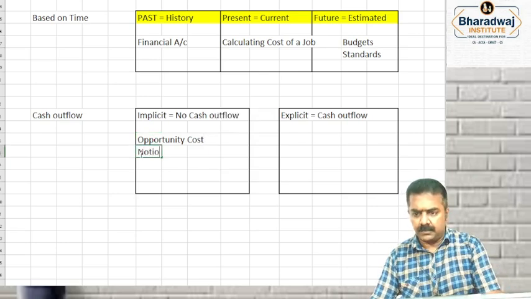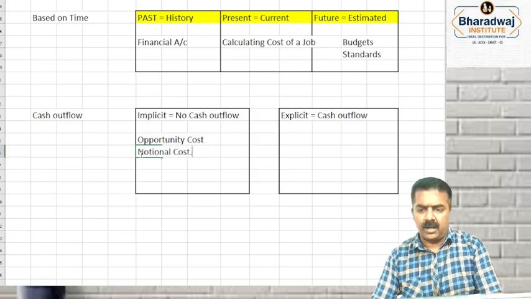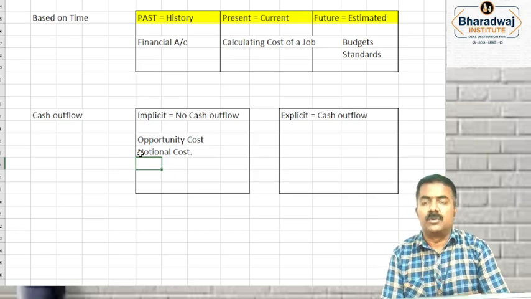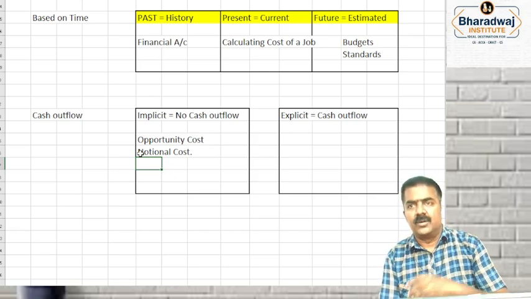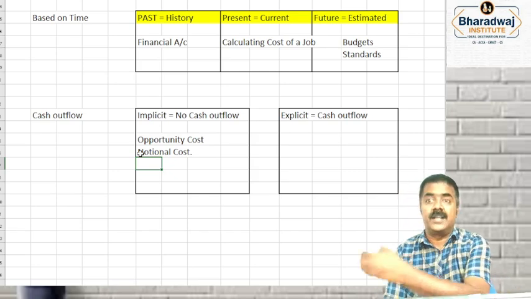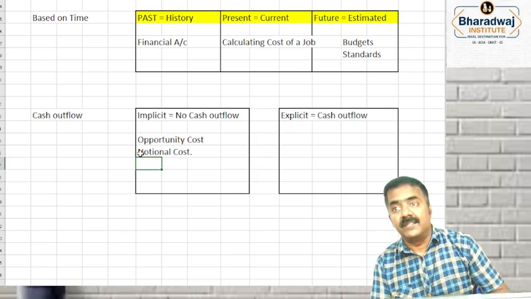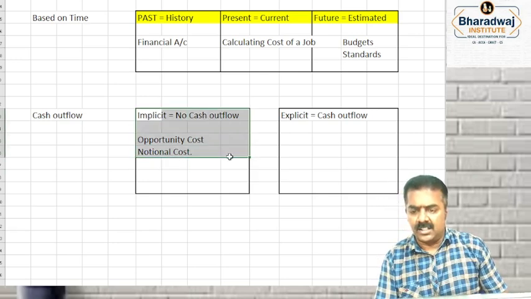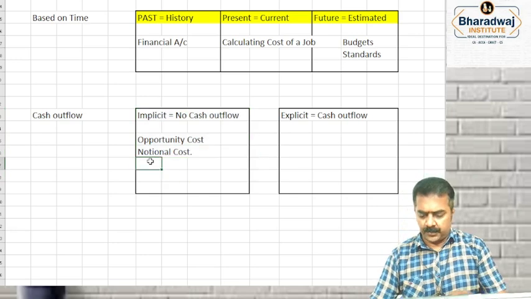Notional cost. For example, you run and manage your own business. You are taking care of the whole business like a general manager. If in my position somebody is appointed, how much salary I will pay? That is called as what? Notional cost. Okay, these costs will not have which one? Cash outflow.